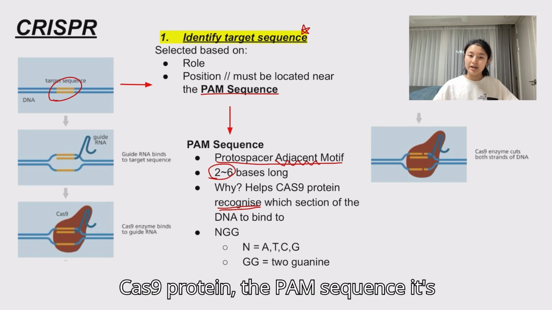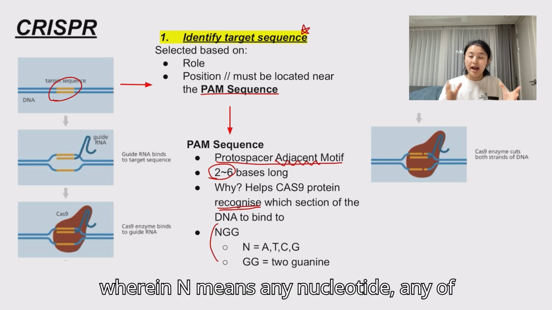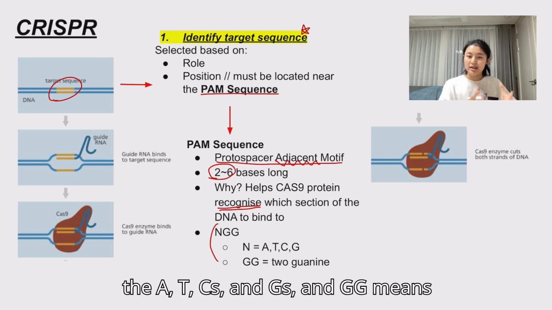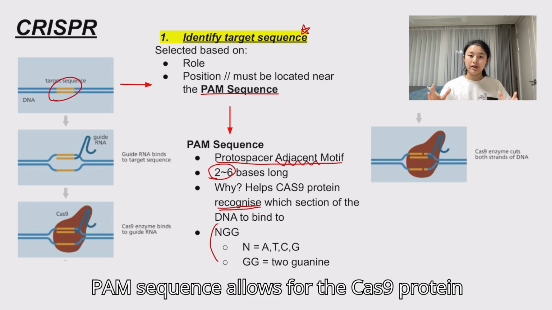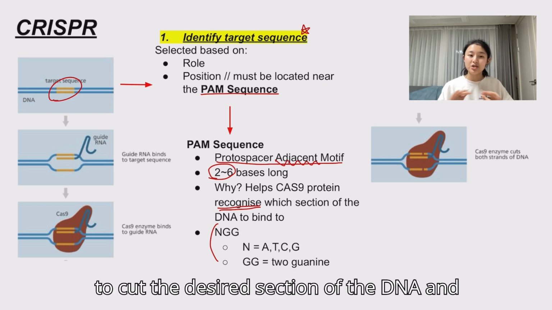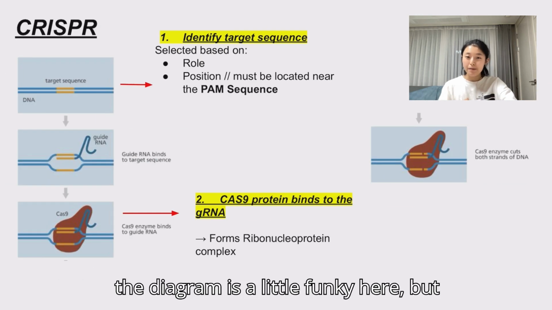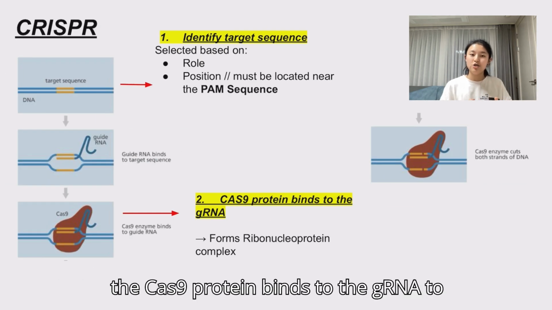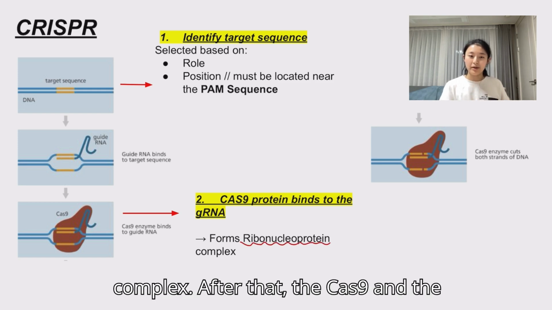In the case of the Cas9 protein, the PAM sequence it's capable of recognizing is NGG, wherein N means any nucleotide, any of the A, T, C's, and G's, and GG means 2 guanine base pairs in a row. Now, the PAM sequence allows for the Cas9 protein to cut the desired section of the DNA and not anywhere else. After that, the diagram is a little funky here, but the Cas9 protein binds to the gRNA to form what is a ribonucleoprotein complex.